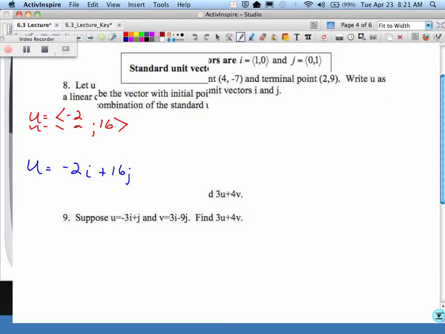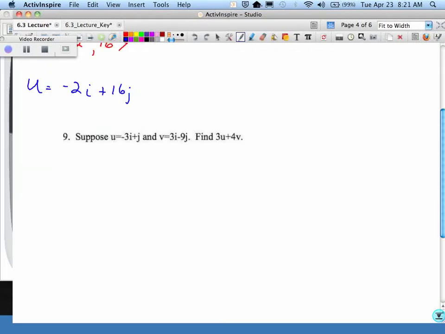Suppose u is 3i plus j and v is -3i minus 9j. They want you to find 3u plus 4v. Now you can work in component form or you can work in the linear combination form. I don't care, because the coefficients that you're using will be the same in both cases. So with somebody, take u and v, multiply by 3, multiply by 4, and then add those two answers together as fast as you can.